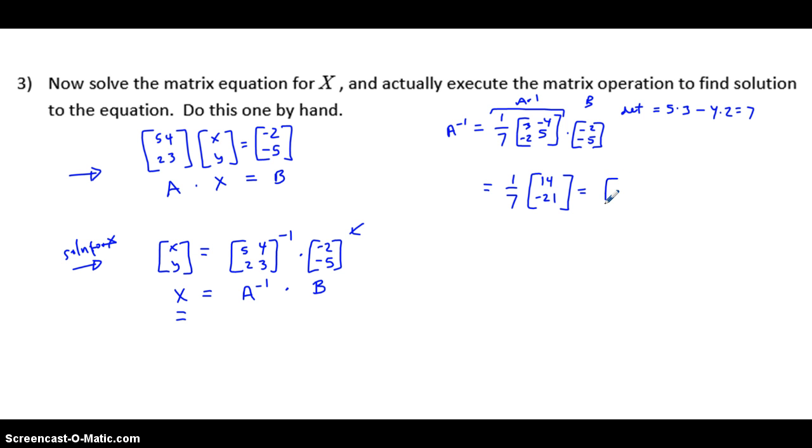And then we'll just multiply through by the 1/7 factor now. So 1/7 times 14 is 2. 1/7 times -21 is -3. And we have our answer here. So let's remind ourselves that X equals the vector, or the matrix I should say, which is like a column vector, XY, which equals 2 and -3. So the way to interpret this then is that X equals 2 and Y equals -3. So we've gone ahead and solved the equation. Our solution is 2, -3.